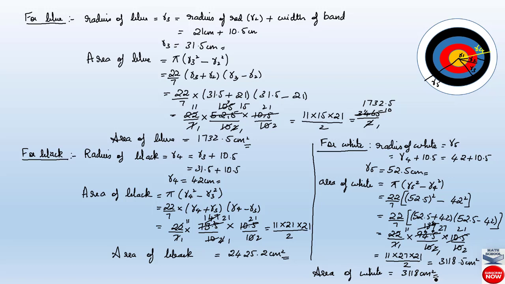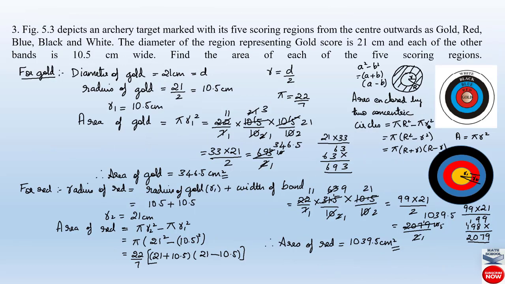Right, so this is how we find the area of each region. This is a lengthy problem, but it is very much easier where you have to apply this important formula for the area of the concentric circle, that is pi into the radius of the bigger circle square minus pi into the radius of the smaller circle square. So this is how we solve this question number 3.